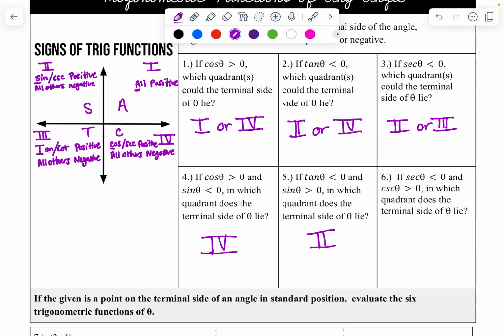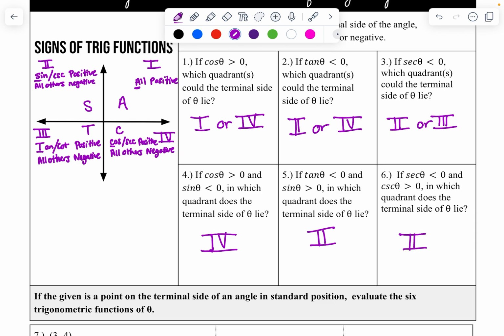Number 6, if the secant is negative, remember secant is the reciprocal of cosine, so we need a negative cosine, and the cosecant is positive, which is the reciprocal of sine, so we need negative cosine, positive sine. So that'd be quadrant 2. In here, we know the cosine and secant will be negative, but sine and cosecant are positive. So that's quadrant 2 again.